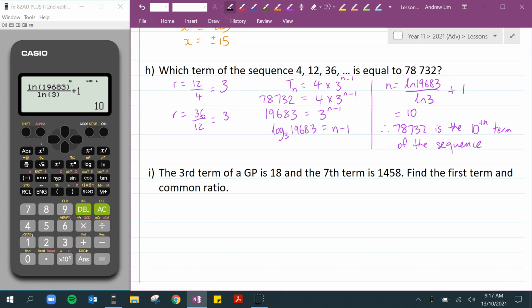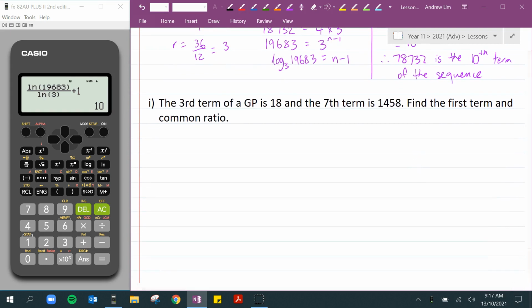Alright, last one for today. The third term of a GP is 18 and the 7th term is 1,458. Find the first term and the common ratio. So the third term is equal to, actually let's do it like this, a times the common ratio to the power of 2, n minus 1. But we also know that's equal to 18. Let's write it as ar squared. The 7th term is ar to the power of 6, and we know that's equal to 1,458.